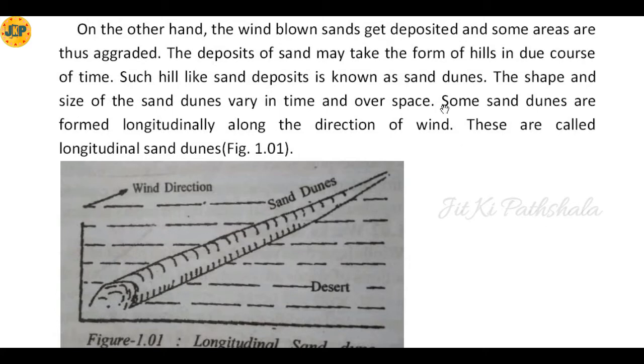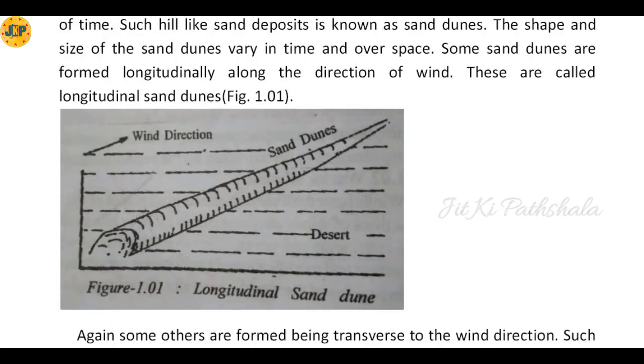Some sand dunes are formed longitudinally along the direction of wind. These are called longitudinal sand dunes. In this figure you can easily understand: this arrow represents wind direction. That means from this side deflation is taking place. The wind is carrying sand and dust, and finally here this sand and dust have been deposited where the surface has raised up. This side is completely plain and the other side is also plain, but here the surface has raised up a little bit. We call it a sand dune. As this sand dune has been formed along the direction of wind, we call it a longitudinal sand dune.